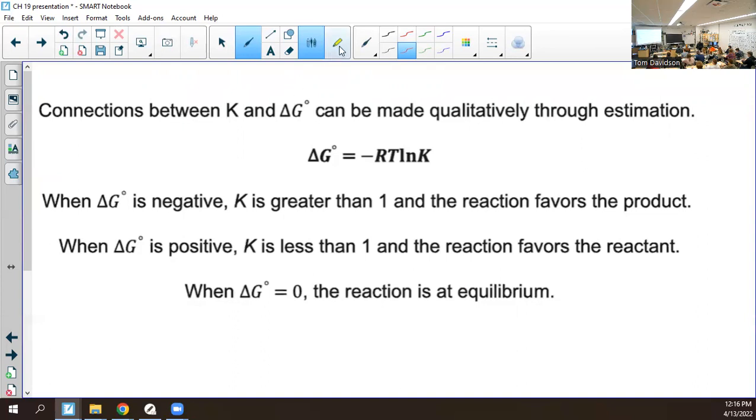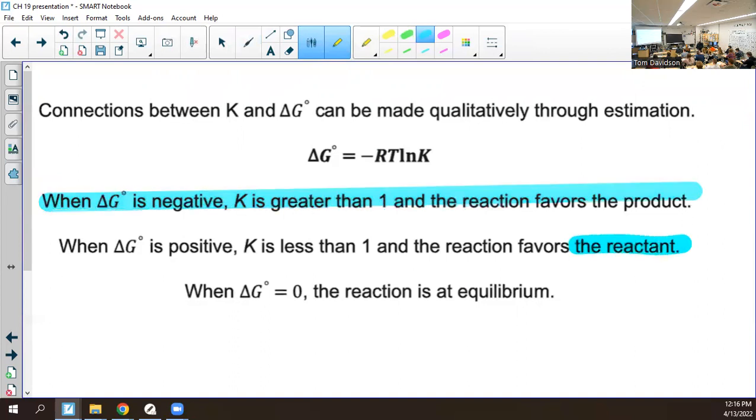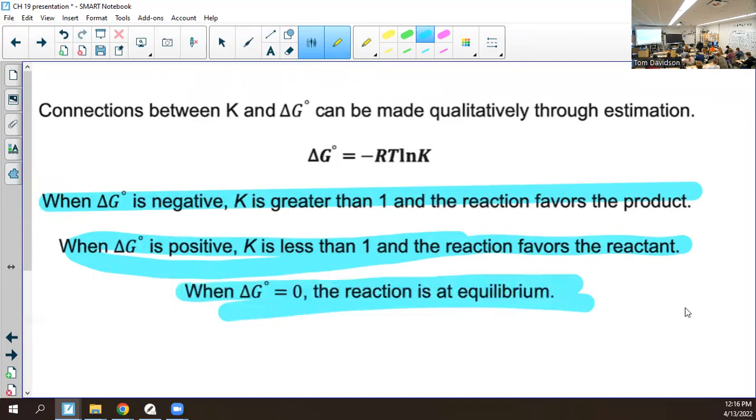Okay, this is tested often. This is a pretty quick multiple choice question. And honestly, this is almost always the answer. If you do it and it's like 0, you're like, what does that mean? Oh, that means it's at equilibrium. Probably, but I wouldn't stress too much about it.